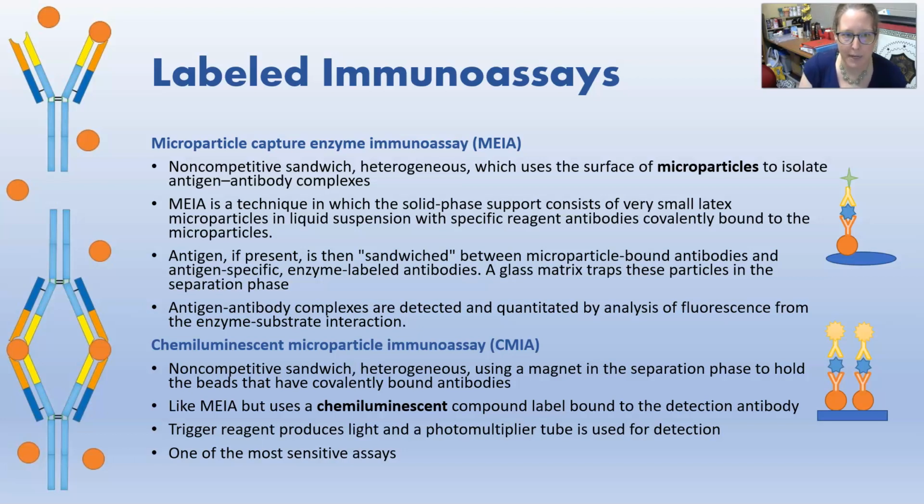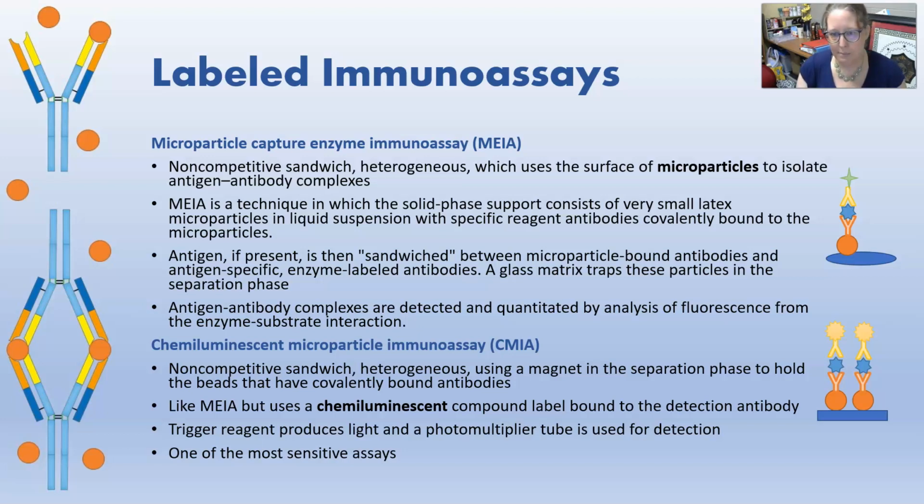All right, so next we have the microparticle capture enzyme immunoassay, or MEIA. It is a non-competitive sandwich heterogeneous immunoassay. It uses the surface of microparticles to isolate the antigen-antibody complexes. It's a technique in which the solid phase support consists of very small latex microparticles in a liquid suspension with specific reagent antibodies that are covalently bonded to the microparticles. The antigen, if present, is then sandwiched between the microparticle-bound antibodies and the antigen-specific enzyme-labeled antibodies.